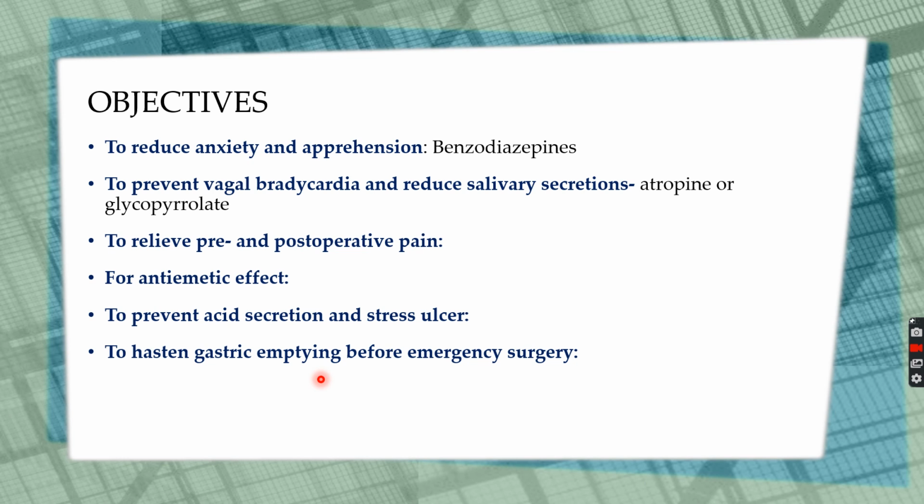Atropine or glycopyrrolate, these are anticholinergic drugs which prevent vagal bradycardia and they reduce the salivary secretions. Opioid analgesics like fentanyl, tramadol, NSAIDs, these are drugs which are used to relieve pre and post operative pain.